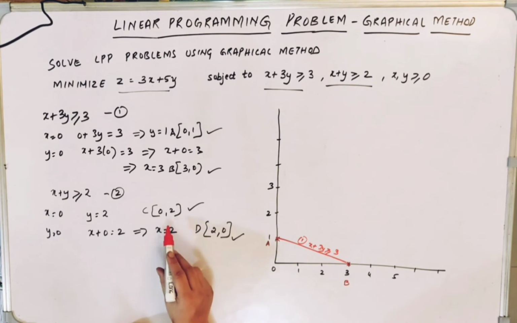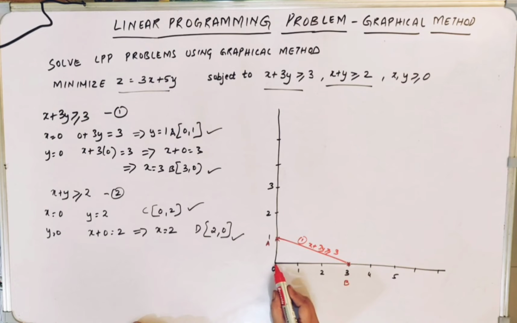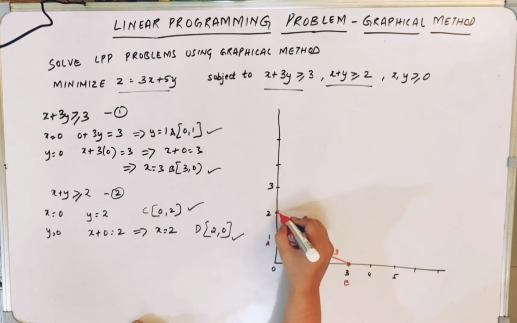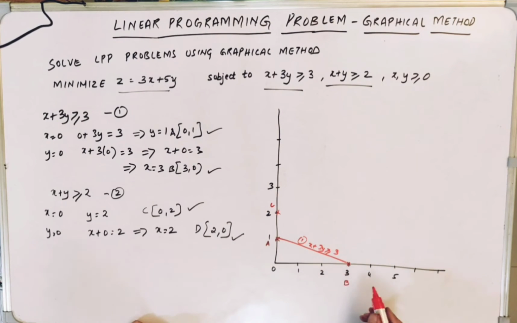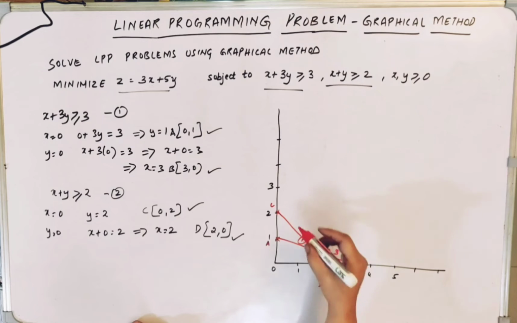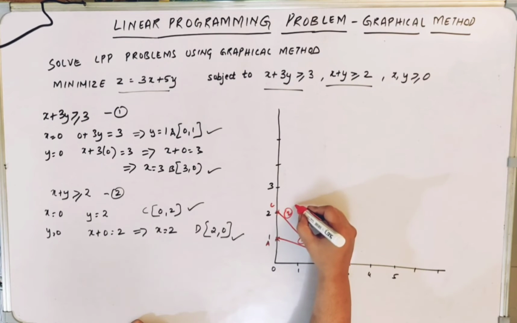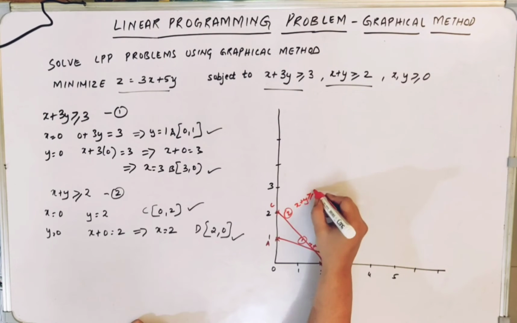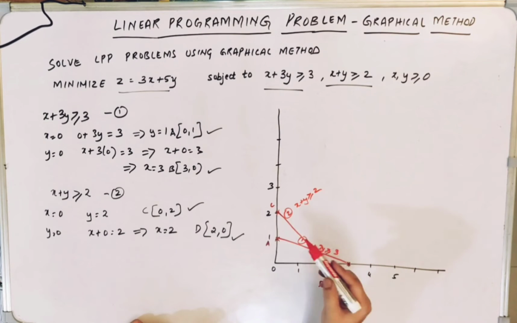Let's plot the third point, 0, 2. So 0 on the x-axis and 2 on the y-axis. So this is our next point, C. What is the fourth point? 2, 0. So this one. Let's join these. So this is our constraint number 2, which is x plus y greater than or equal to 2. So we have obtained 2 lines here. Now what is the next step?